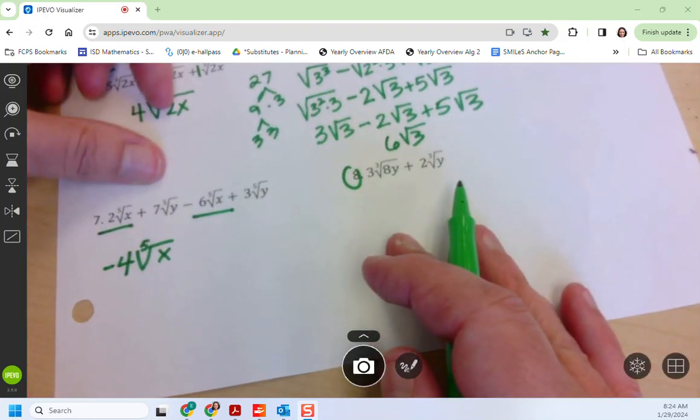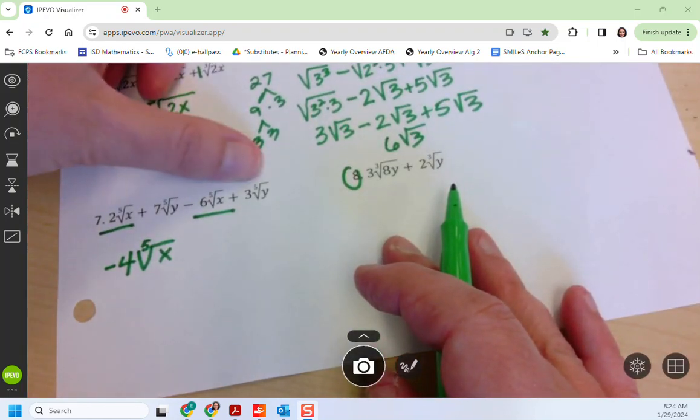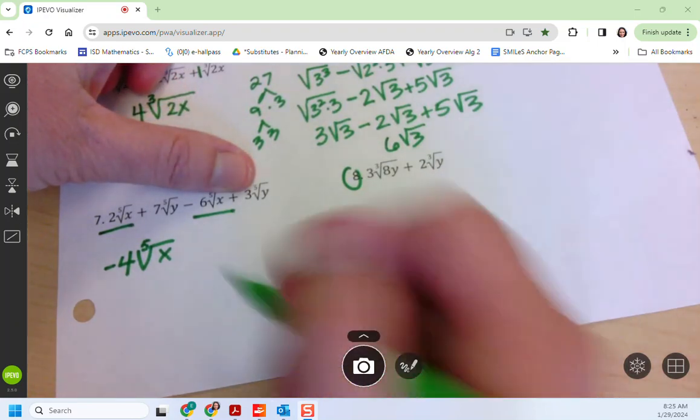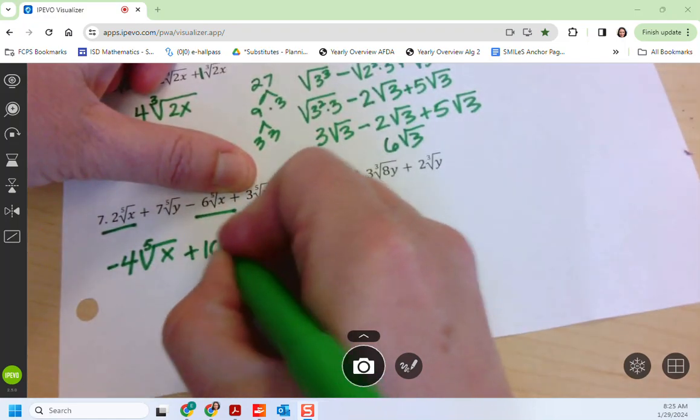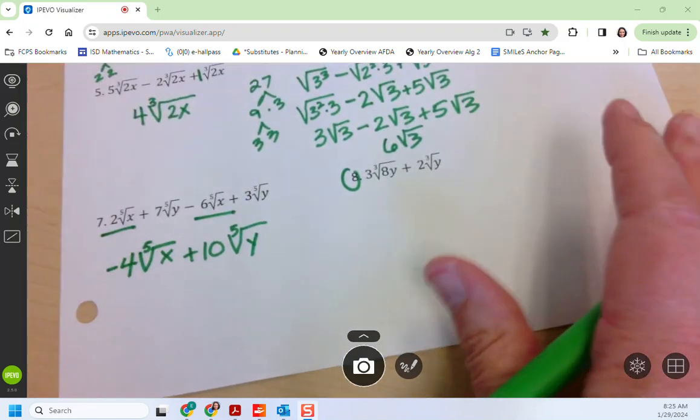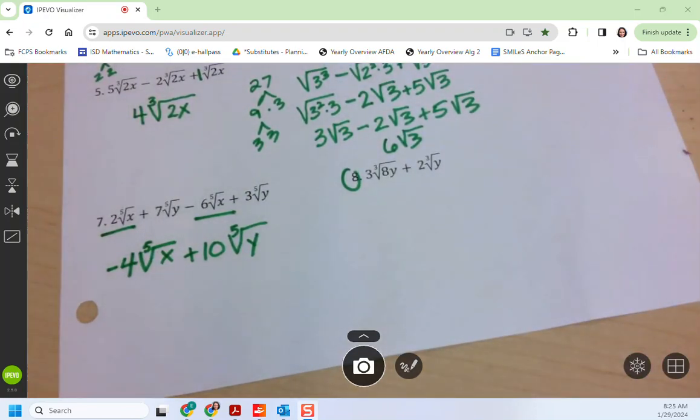All right, what can I combine with 7 fifth root of y? Do we have any other fifth root of y's? The 3, right? So I get 10 fifth root y. Okay? So sometimes you can't combine everything, but you can combine some things, and you should just do that. If there's anything that combines, do that. So remember, we're saving 8 till the end, and we're going to go to the back.